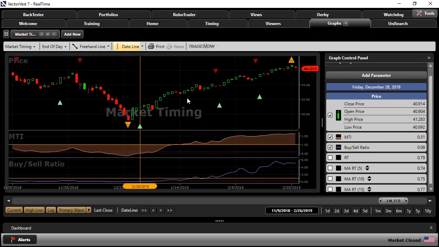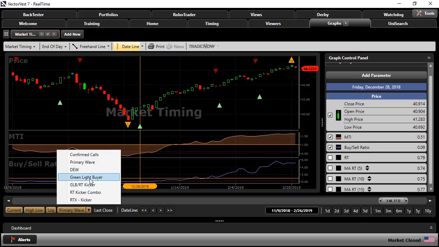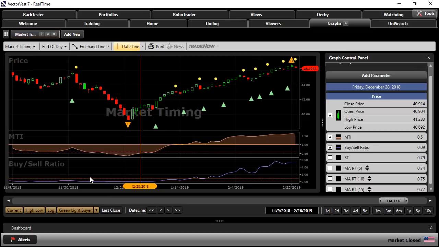Well, if you needed more confirmation, let's go to the green light buyer where you get a green light in the color guard pricing column. A few more days off of the bottom, but was that a great opportunity to make money in the market? It absolutely was. So utilizing the market timing that nobody else has in this industry is another advantage to helping you to hone in on a turning point.